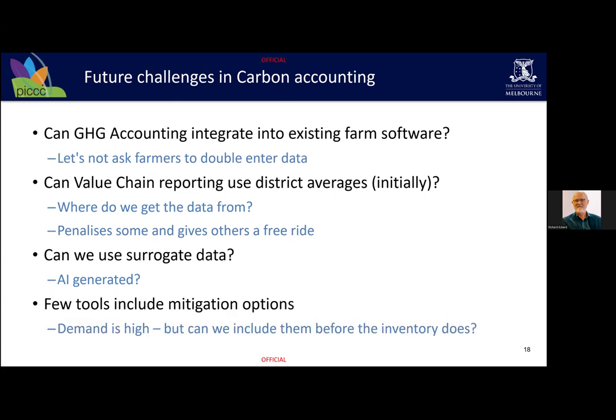And then there's quite a high demand to start building mitigation options into these tools. So a lot of people that use the tools are saying, can we have nitrification inhibitors built into the tool?